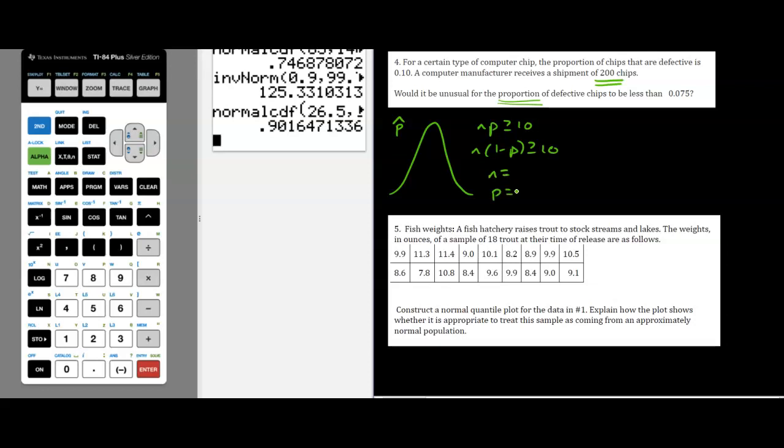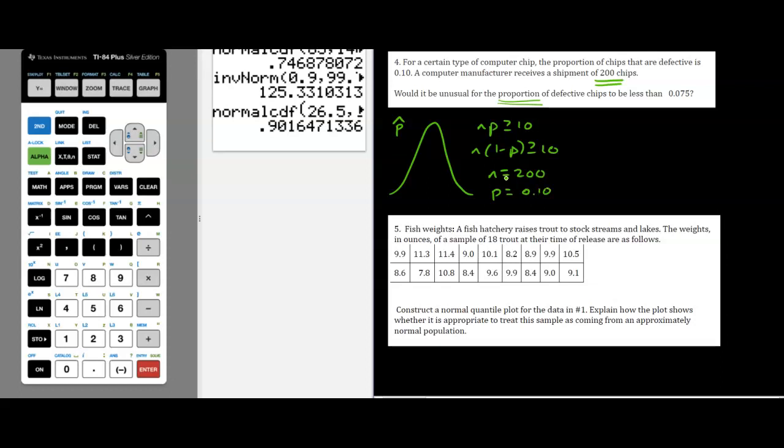But n is our sample size, and we can see that that sample size is 200, and p is the true population proportion of chips that are defective. But if you go back to the beginning of this question, they give us that information. They say that for a certain chip, the true proportion of chips that are defective is 0.1.